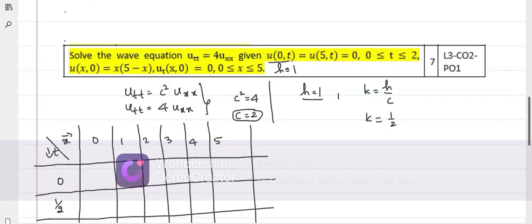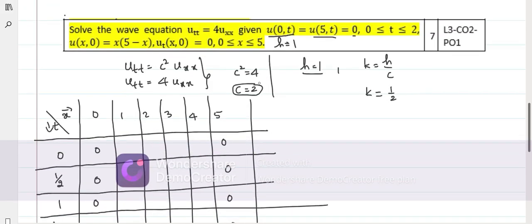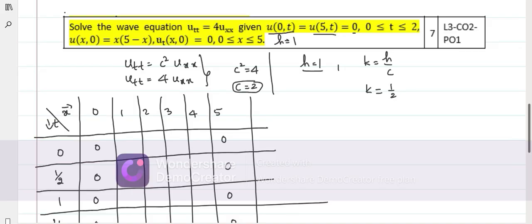Now, look at the boundary condition. Here u of 0 comma t and u of 5 comma t both are equal to 0, so the first column and last column are 0. To calculate the first row, we have to make use of the initial condition. So u of x comma 0 is equal to x into 5 minus x. Feed this to your calculator. For x value 1, it is 4. For x value 2, it is 6. For x value 3, it is 6. And for x value 4, it is 4.